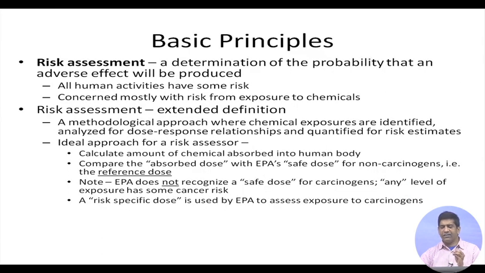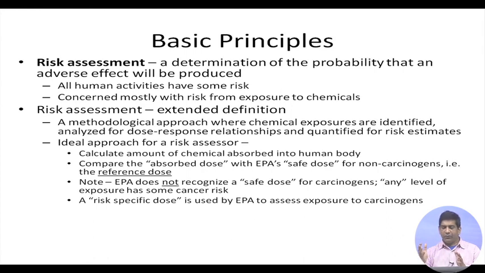The basic principle of risk assessment is, first of all, we need to determine the probability that an adverse effect will be produced. All human activities have some risk, and we are concerned mostly with the risk from exposure to chemicals. Risk assessment, in terms of the extended definition, is a methodological approach where chemical exposures are identified, you look at the analysis for the dose-response relationship, and then you try to quantify. How do we do that? You calculate the amount of chemical absorbed into the human body, then compare the absorbed dose with the EPA safe dose for non-carcinogens. For non-carcinogens, it is a reference dose. EPA does not recognize a safe dose for carcinogens, so any level of exposure has some cancer risk.